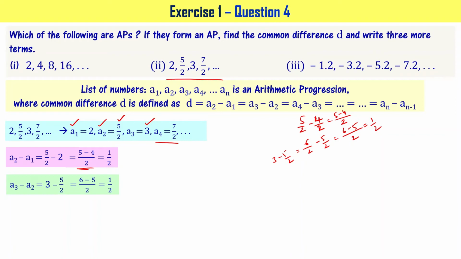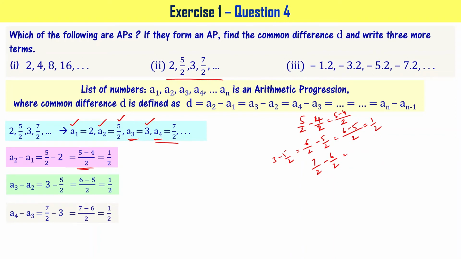Now let's look at the difference between A4 and A3. Right? A4 minus A3 is 7 by 2 minus 3. Let me do the same trick. 7 by 2 minus 3 can be written as 7 by 2 minus 6 by 2. When I do that, it is going to be 7 minus 6 divided by 2, that is equal to half.